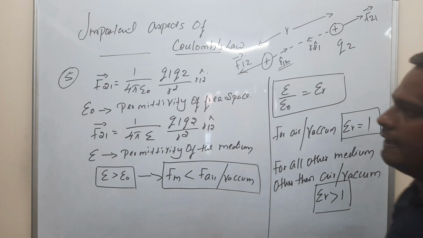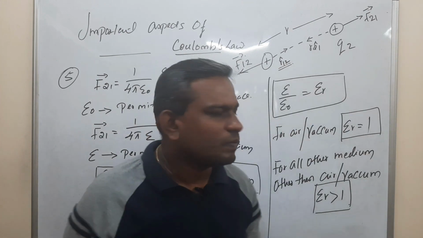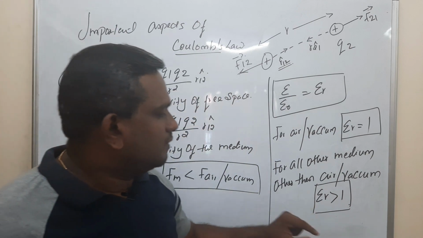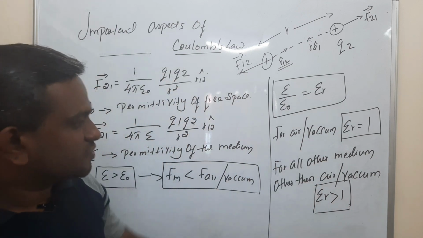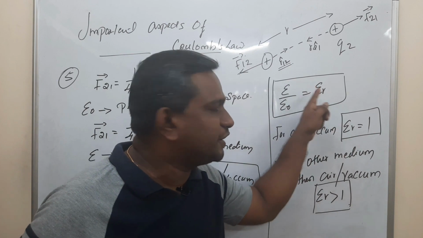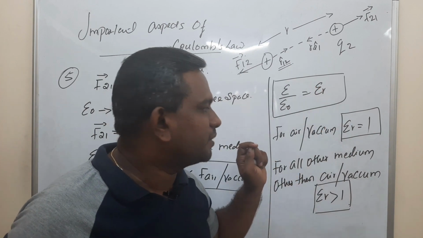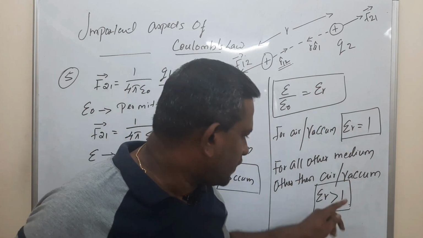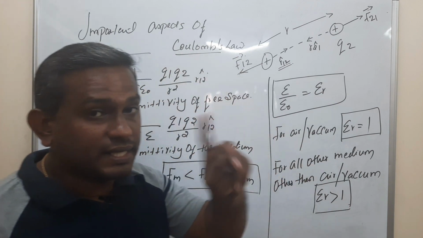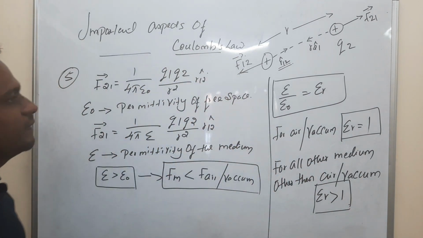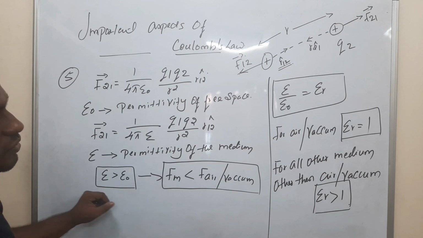So apart from air, that is vacuum, for any other media, epsilon r, the relative permittivity of the medium, is greater than 1. For air or vacuum it is 1. Okay, so these are the points you have to keep in mind.